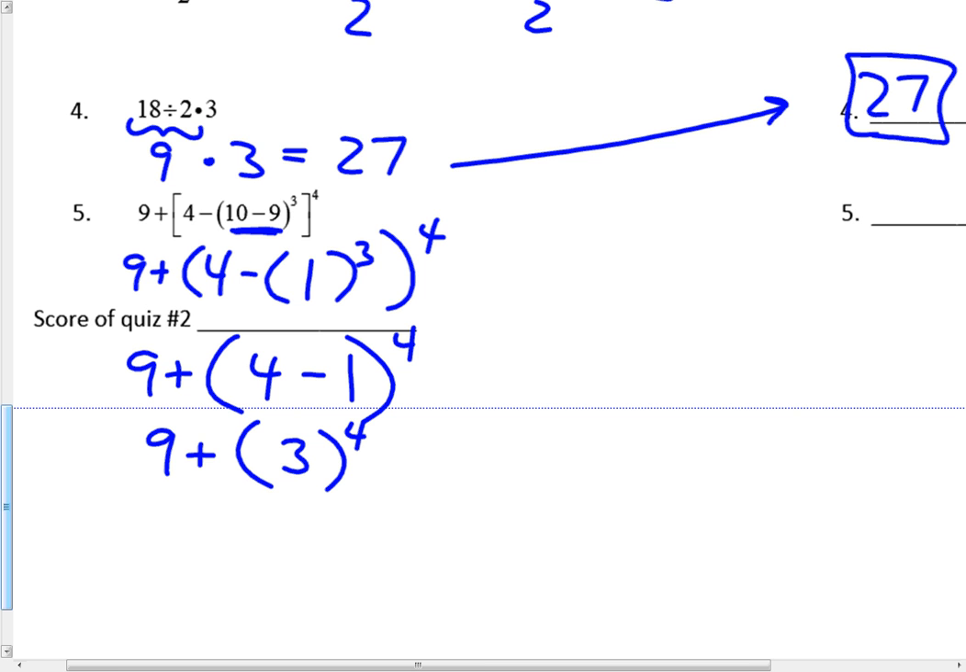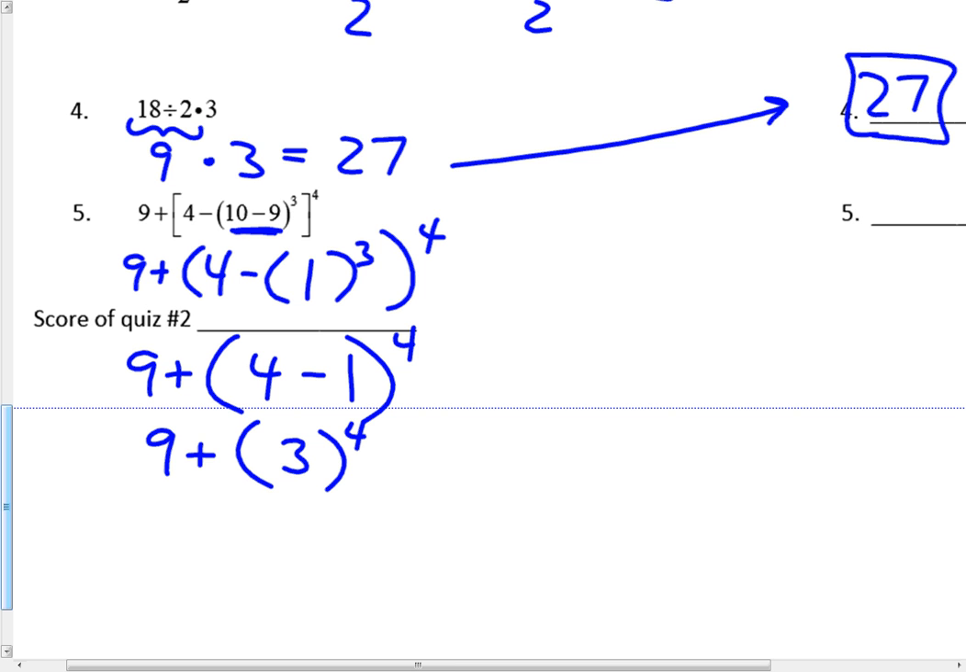Is that correct? Is that right? Do I have that right? 4 minus 1, 3 to the 4. Something seems wrong here. Okay, I was looking at the back paper, sorry.